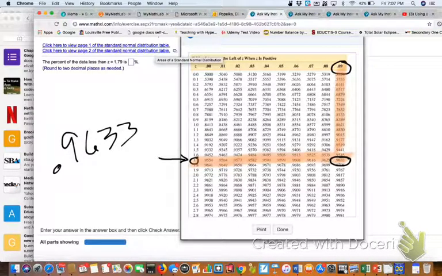0.9633. And remember what I said about turning a decimal into a percent: you move the decimal over 2 places. So this is going to be 96.33, which rounds to 96.3%.